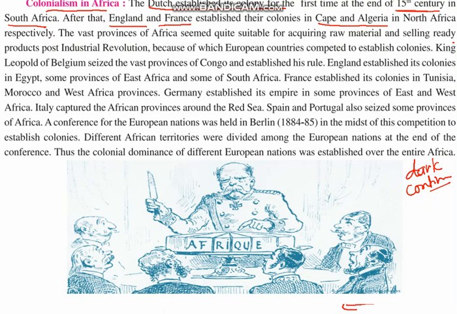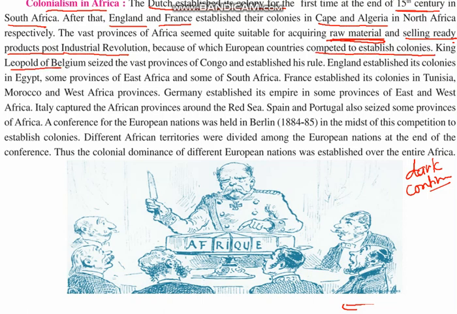The vast province of Africa seemed quite suitable for acquiring raw materials. Africa is a very, very large nation, and that's why it was a great opportunity for the Europeans to acquire this place and get the raw materials. Now, why did they need raw materials? You might remember that the Industrial Revolution was going on in Europe at that time, and that's why they needed cheaper raw material in large quantity. At the same time, they also needed a ready market, so Africa was a ready market for them. Because of this, European countries were compelled to establish colonies in Africa.